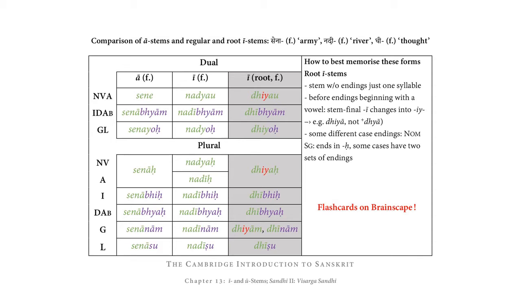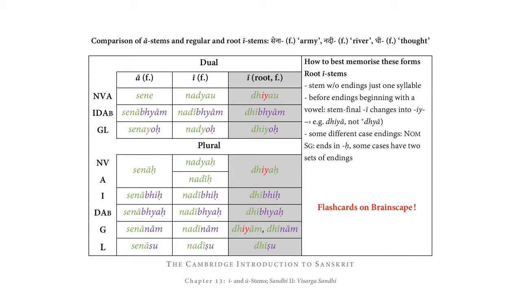In the case of nadibhyam, dhibhyam, it's exactly parallel. So here we have an ending that begins with a consonant, and in front of these endings that begin with consonants, the two stems are completely parallel, nadibhyam, dhibhyam. Then in the case of the genitive and locative, we again have an ending that begins with a vowel, and so in front of that, we don't find the i changing just into a y, but once again it changes into iy, so we have dhiyoh. Then nominative, vocative, accusative are identical in root long I stems, and what we have there is dhiyah. So in front of an ending ah, we find the i once again changing into iy.